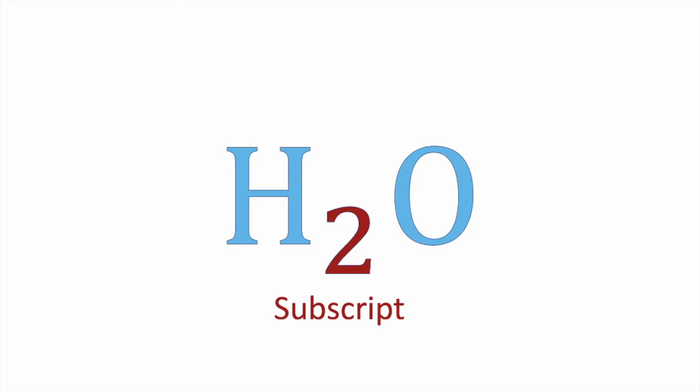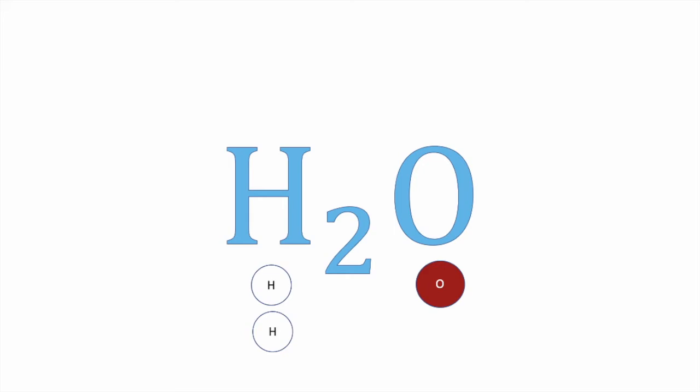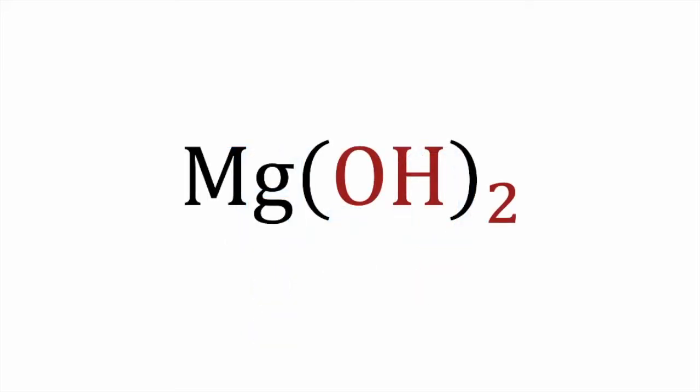Here's an example. In the molecule H2O, there are 2 hydrogen atoms and 1 oxygen atom. Sometimes there are parentheses containing pairs or groups of atoms that are bound together and exist as a unit. The subscript outside the parentheses tells us how many groups of these atoms there are in the compound.